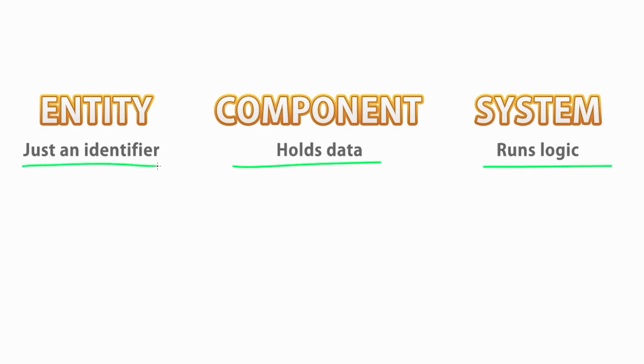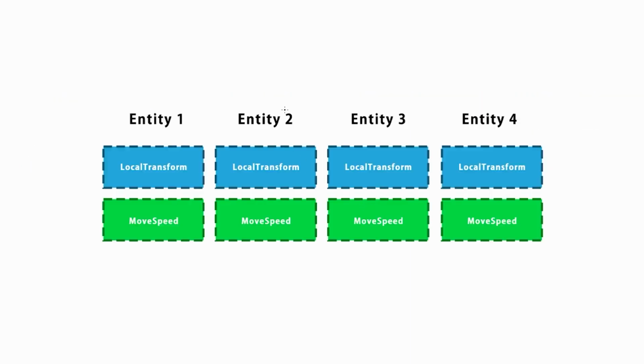So entities are just identifiers, components just hold data, and systems just run logic on some data. That's it. This also means that your code can actually be more modular. For example, if you have this kind of system, let's say this is a unit mover system, this system will move any entity that has a local transform and a move speed component.